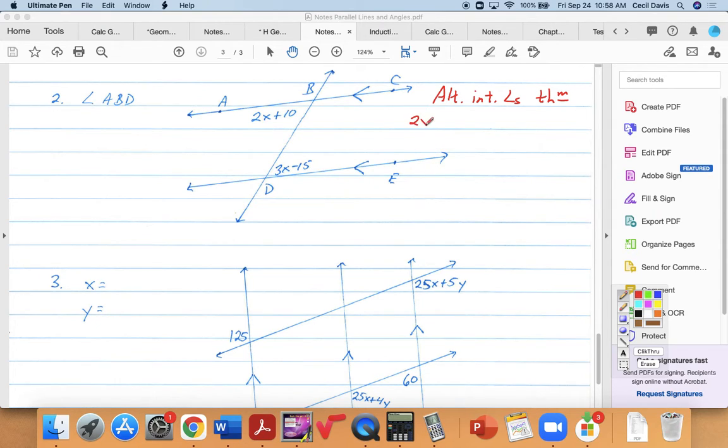So I know then that 2x plus 10 will be equal to 3x minus 15. Subtracting the 2x and adding the 15 gives me 25 is equal to x. The measure of angle ABD then will be 2 times 25 plus 10, which is 60 degrees.